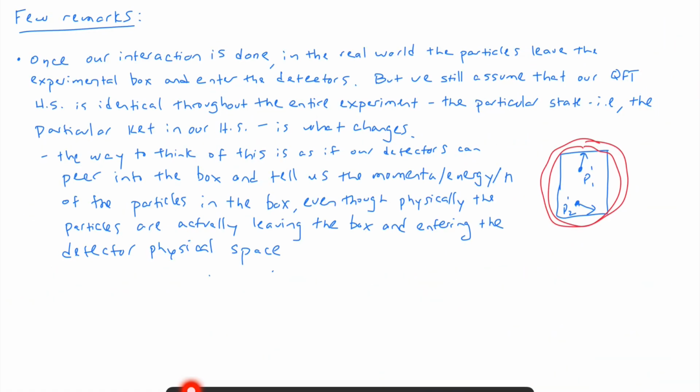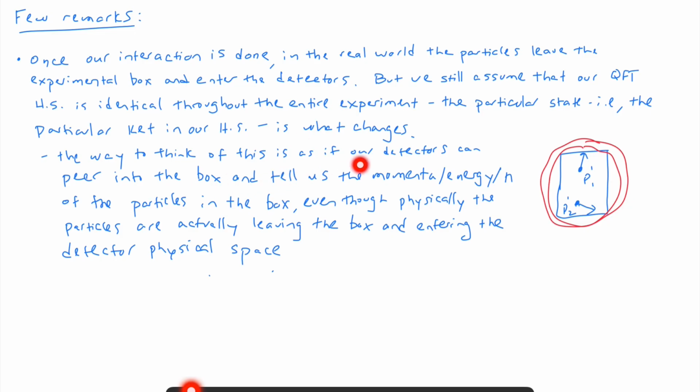A few remarks. Once our interaction is done, in the real world, the particles leave the experimental box and then enter the detectors. But if you start thinking about this, you can get some difficult, confusing thoughts in your head. We still assume that our QFT Hilbert space, even though particles are coming from injectors to the collision chamber back to detectors, is identical throughout the entire experiment, created by those voxels. The particular state, i.e. the particular ket in our Hilbert space, is what changes.